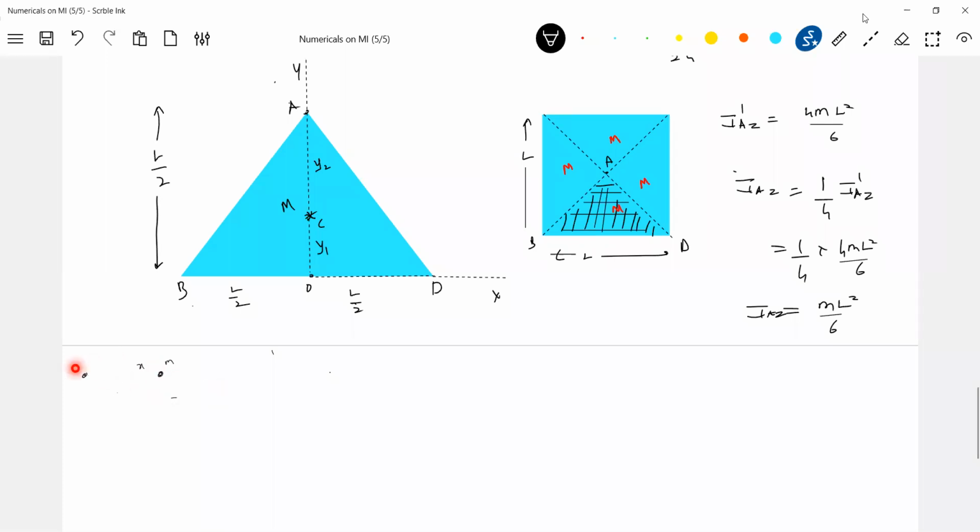So how to calculate ICZ? I'll apply the parallel axis theorem. First of all, how to calculate Y2? What is the height of the triangle? L by 2. So Y2 should be equal to 2 by 3 times L by 2, so L by 3.